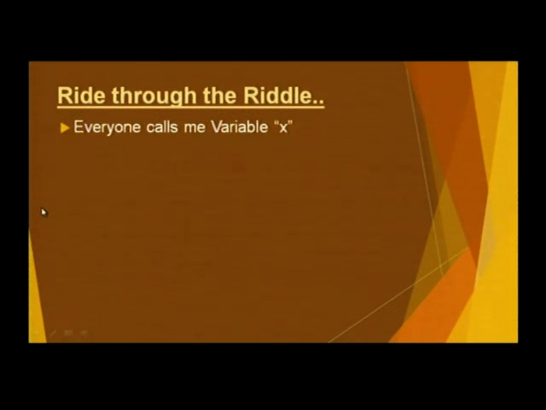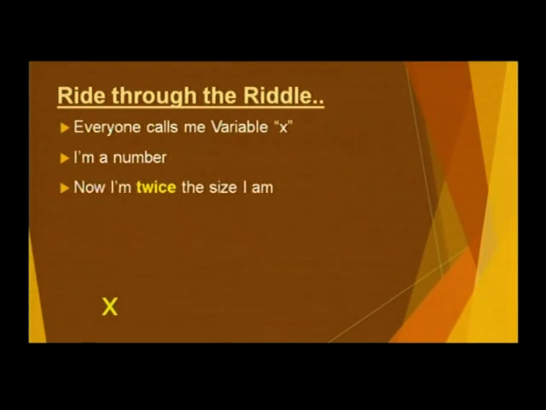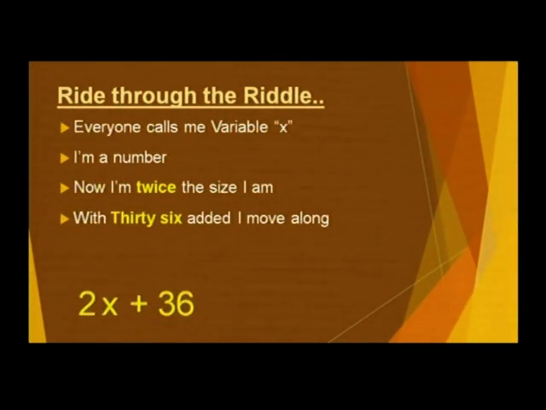Everyone calls me variable x. Next, I am a number. So, what is that number? Do you know? You don't know that number, so it is considered as x. And another one is, now I am twice the size I am. With 36 added, I move along. First, we don't know the number, so that's why we take x. And next, now I am twice the size I am.